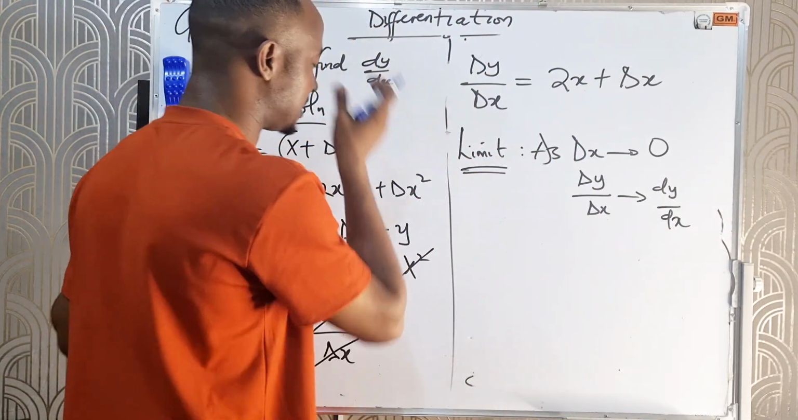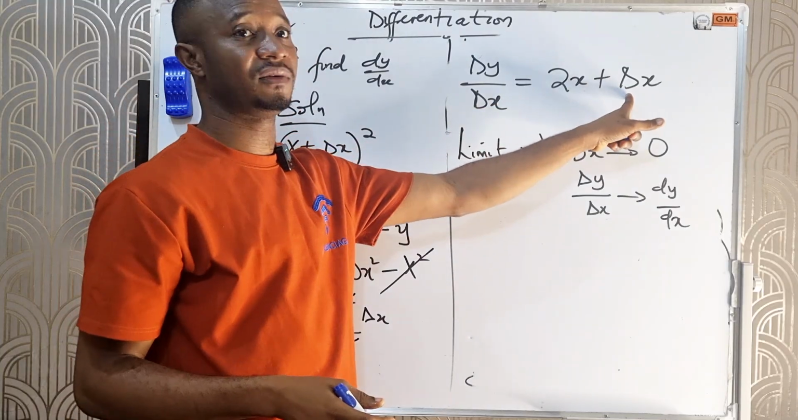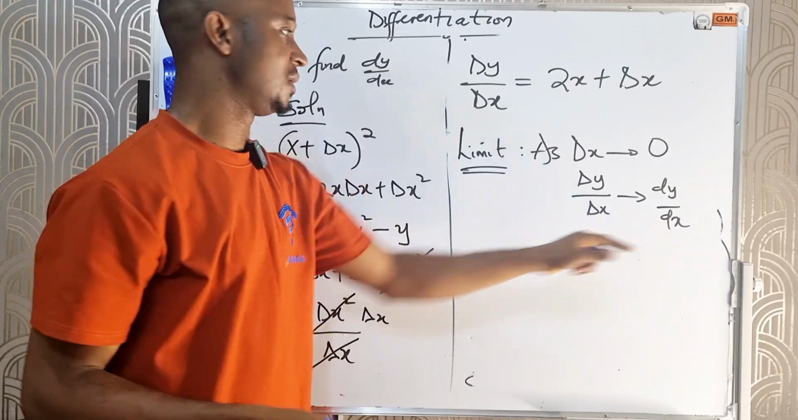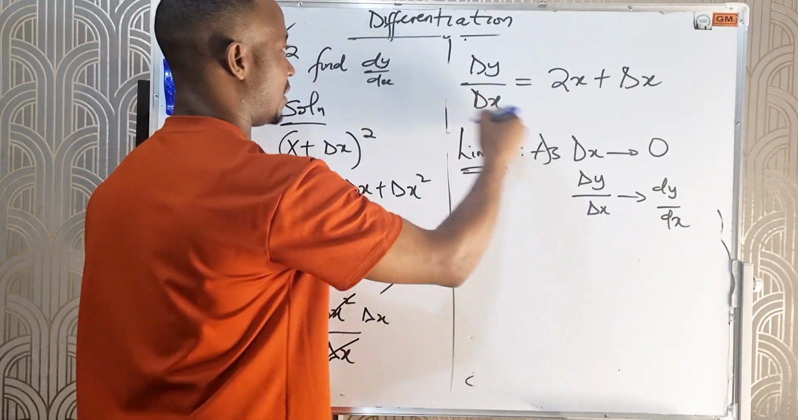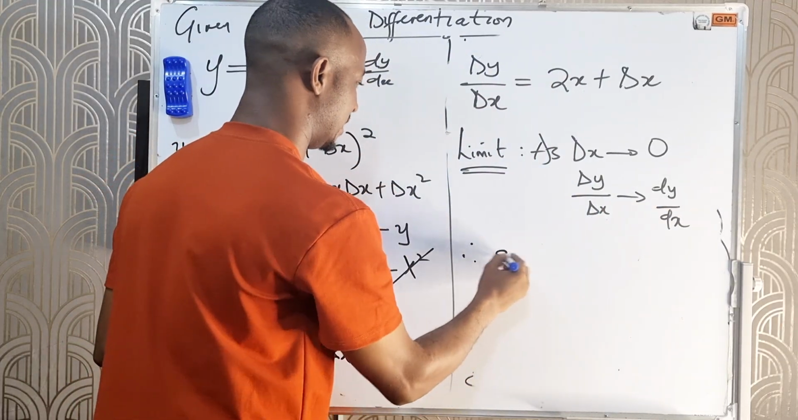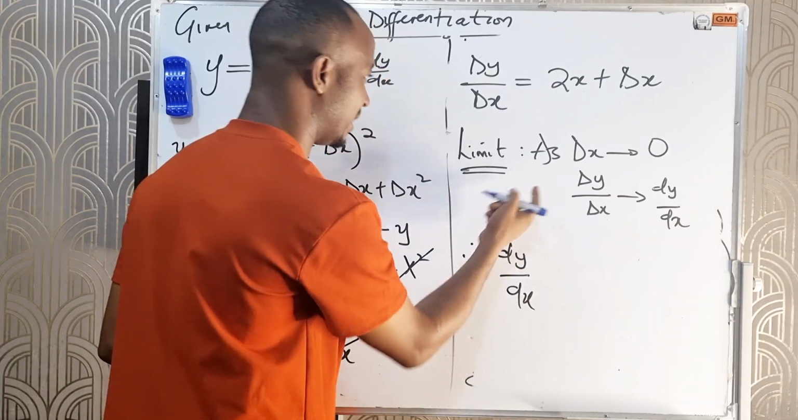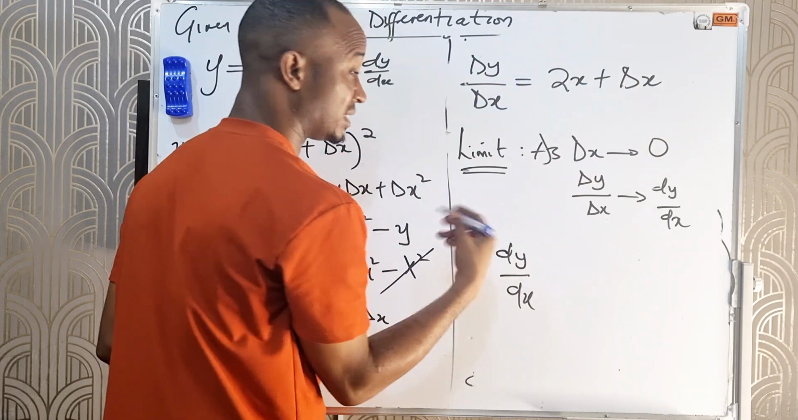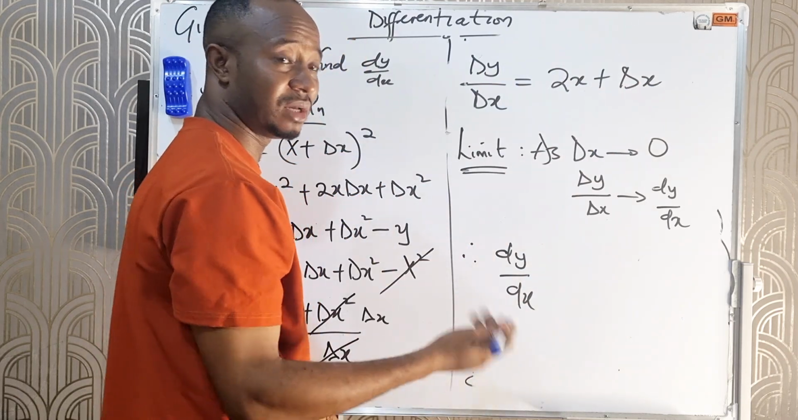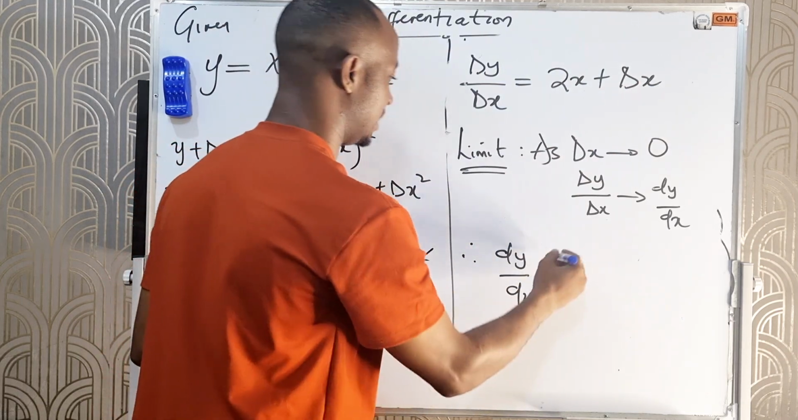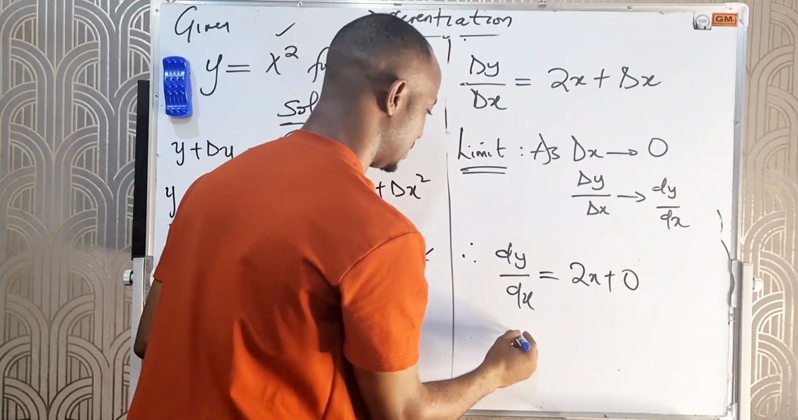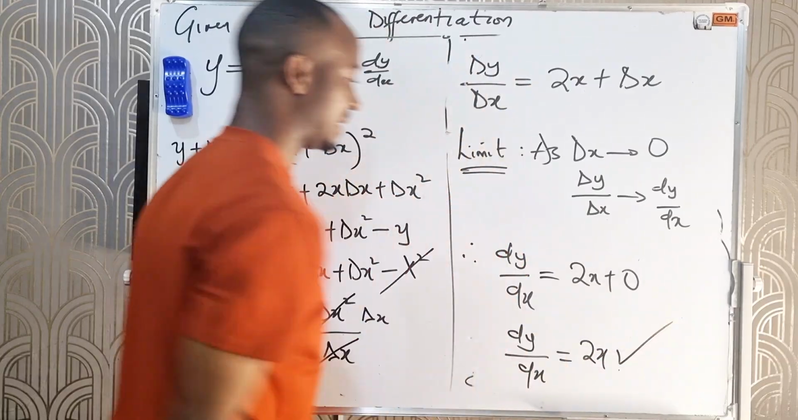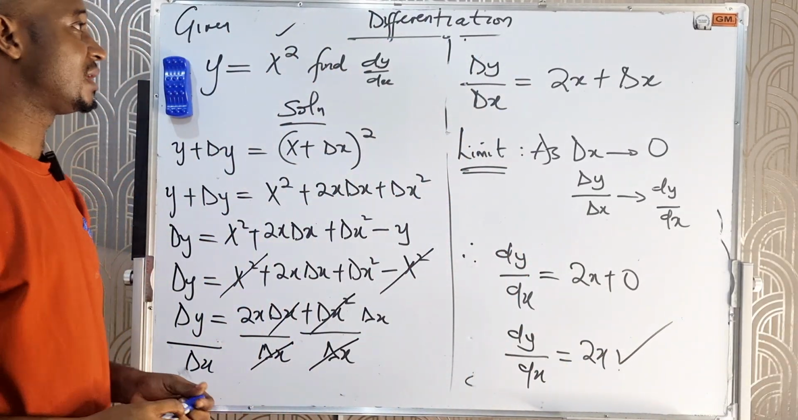What does that mean? It means that as delta x on this side of the function becomes 0, this must become what? dy/dx. So let's go. Therefore, I will replace this with dy/dx. When this turns to dy/dx, delta x must become what? 0. That is what the limit is all about. So this will give us 2x plus 0. Therefore, dy/dx is equal to 2x. This is the final answer.